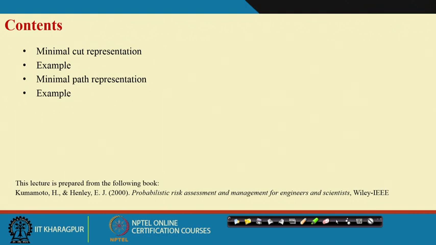Then we will go to minimal cut sets, where the same fault tree will be converted in such a manner that you will get the minimal cut sets, and then we will see the structure function using minimal cut sets, and then the same examples will be discussed. And we have taken material from this book, Probabilistic Risk Assessment and Management for Engineers and Scientists, written by Kumamoto and Henley.